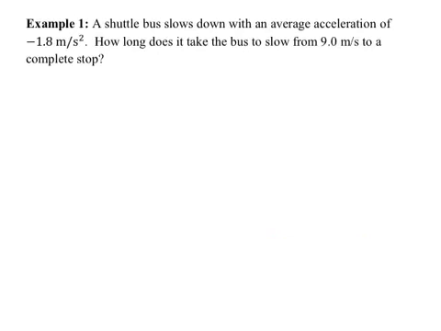Alright, the first example says a shuttle bus slows down with an average acceleration of negative 1.8 meters per second squared. How long does it take the bus to slow from 9 meters per second to a complete stop? Alright, so right away we know the acceleration is given, and since it's slowing down, that's why it's negative. So the acceleration is negative 1.8 meters per second squared. It says that it's slowing down to a complete stop, so the final velocity has got to be 0. And it's slowing down from 9 meters per second to that stop.